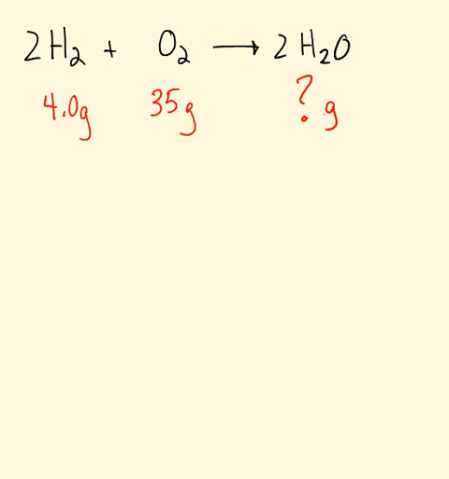In other words, we don't care about the masses. What we care about is how many moles we have. And then even then, we're going to divide those by the coefficients to figure out which one is going to run out first, which is the smallest amount. So we're going to take both of these and convert them to moles by dividing by their molar masses. So 4.0 divided by 2.02 and 35 grams divided by 32 grams per mole.